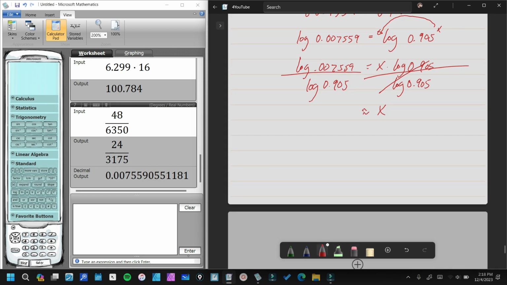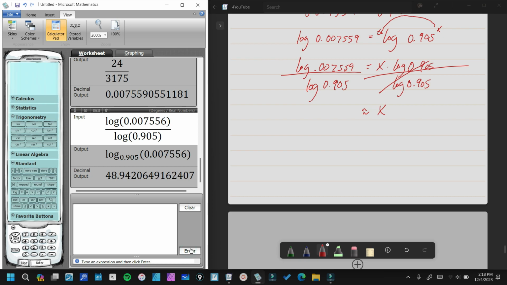Okay, so our approximate answer is logarithm 0.007559 divided by logarithm 0.905, close parenthesis. So the final answer is approximately 48.9. So there you go. That's how you use logarithm in solving exponential equation.